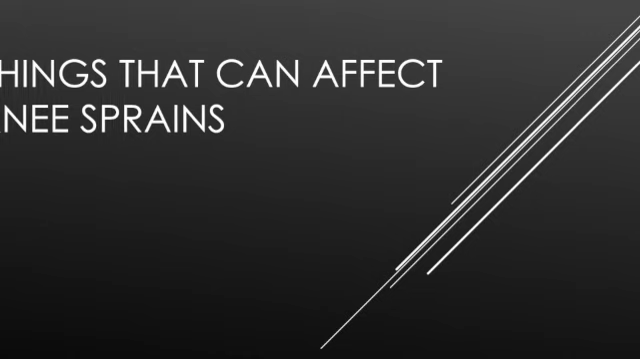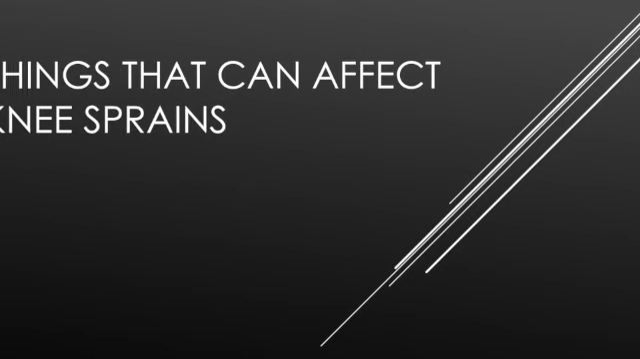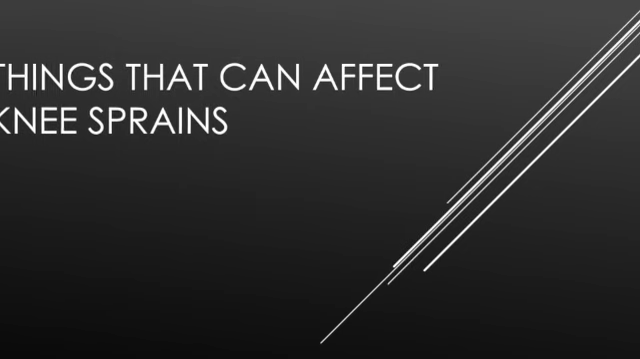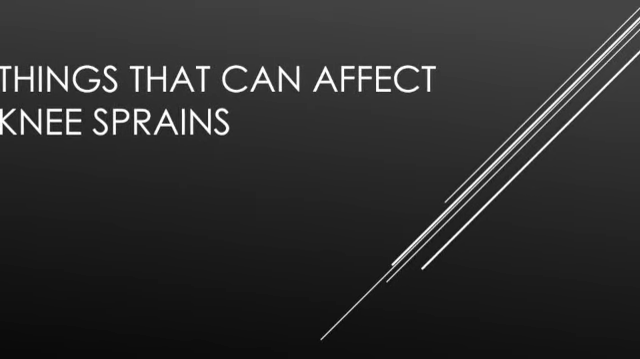Things that can affect knee sprains. Some people have a condition called hypermobility, which means the joints can be stretched beyond what is considered normal. In many ways, this can benefit an athlete as it could help prevent injury, but it could also make a joint unstable, causing more significant damage to be done.